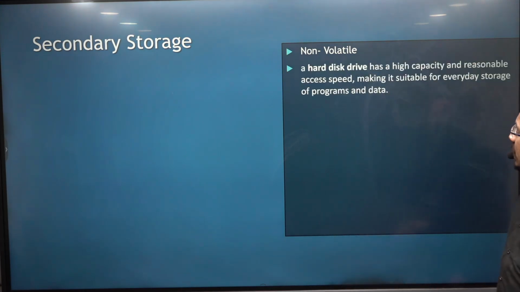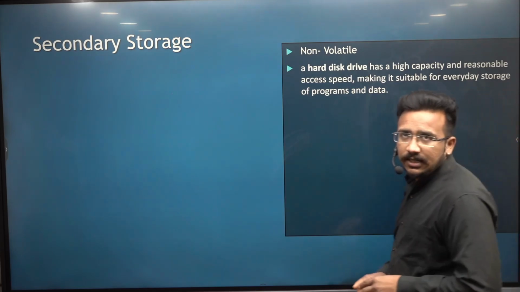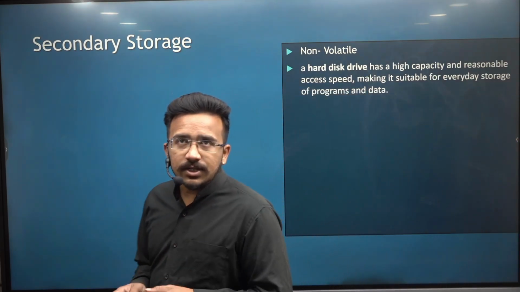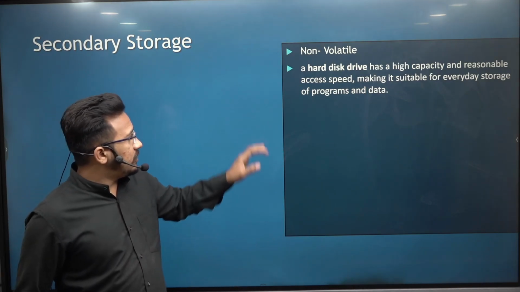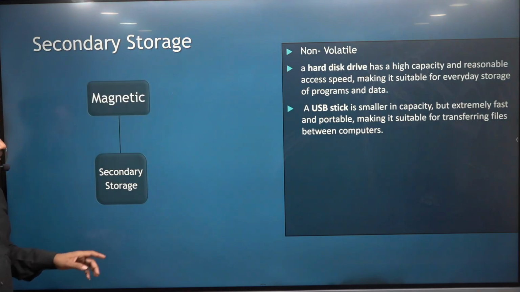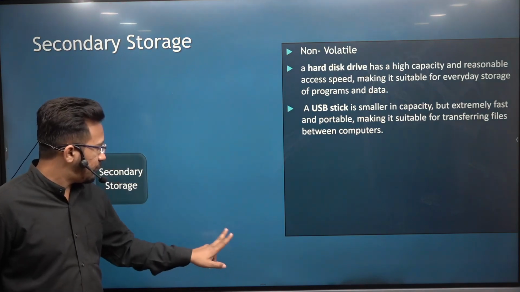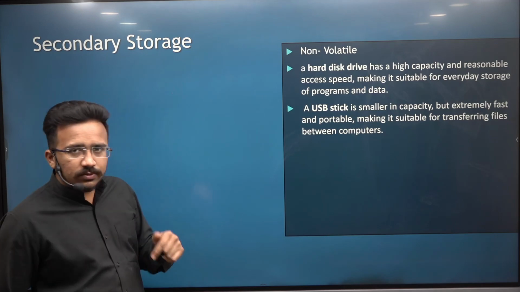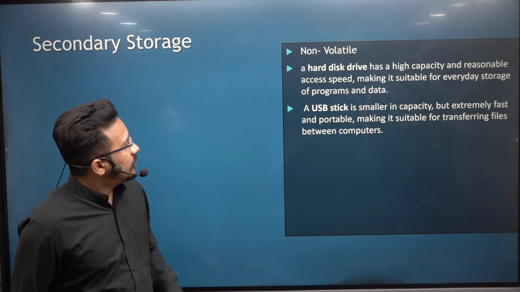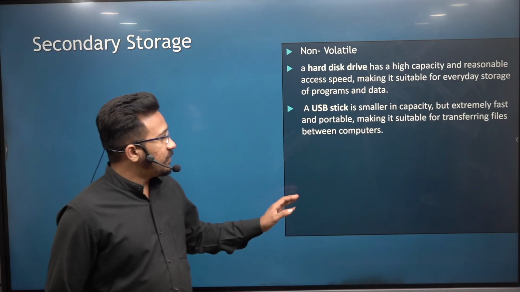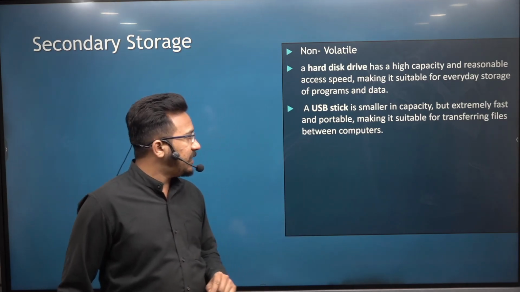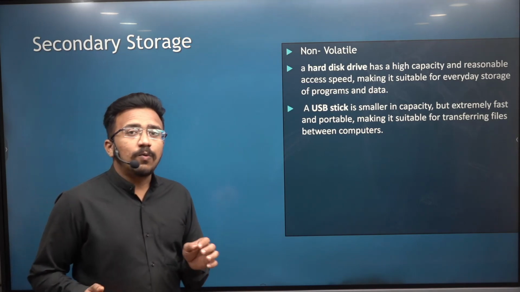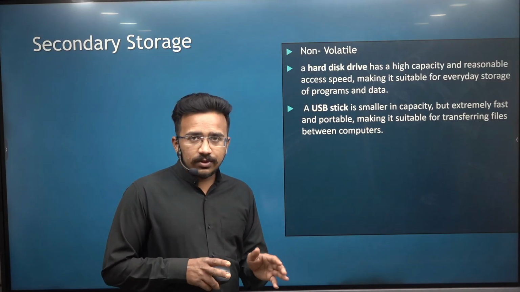A hard disk drive has a high capacity and reasonable access speed, making it suitable for everyday storage of programs and data. We will see the hard disk in an upcoming slide. A USB stick is smaller in capacity but extremely fast and portable, making it suitable for transferring files between computers. See, which device is used where, you need to understand that.